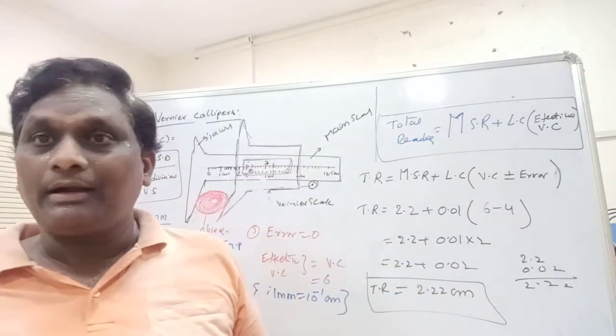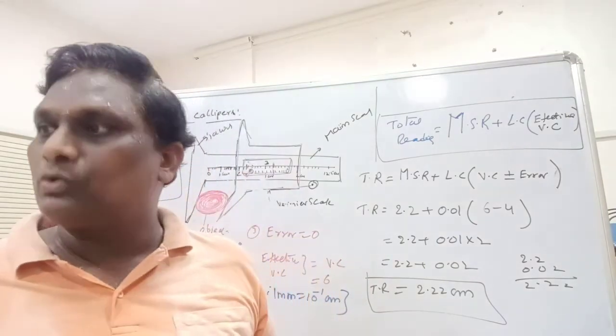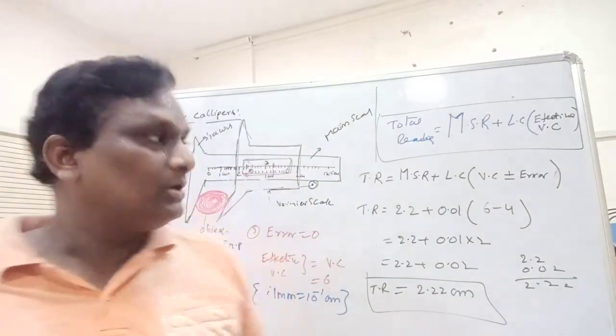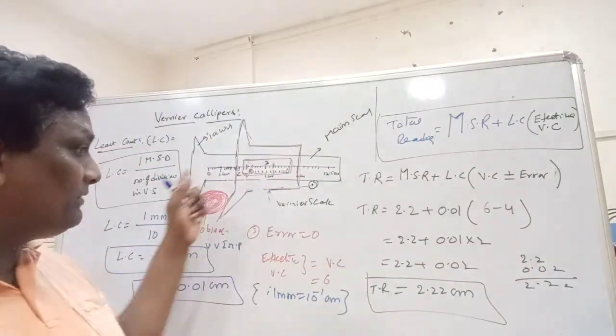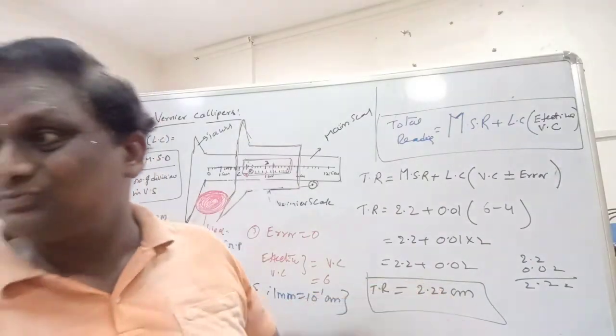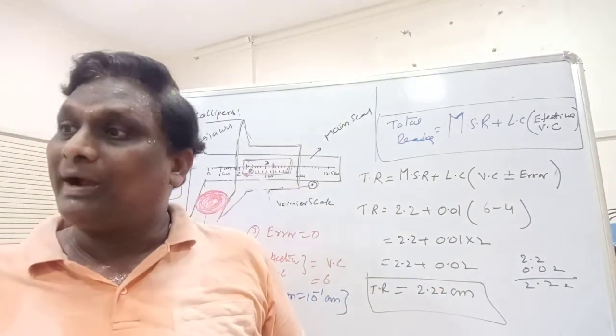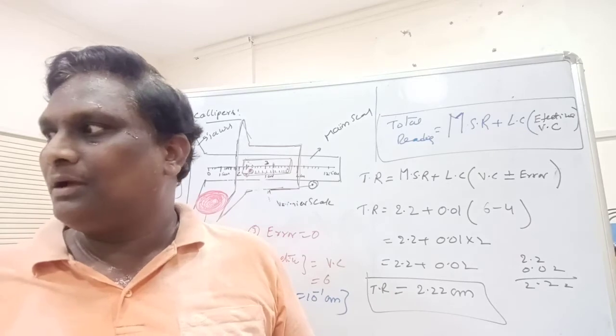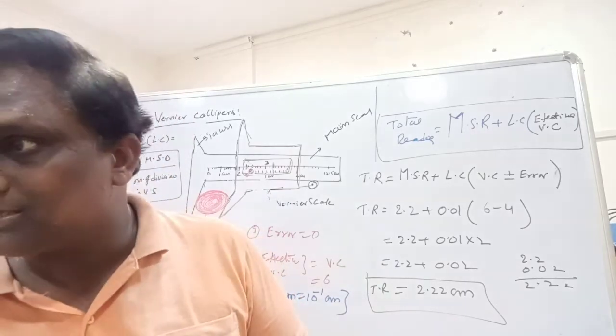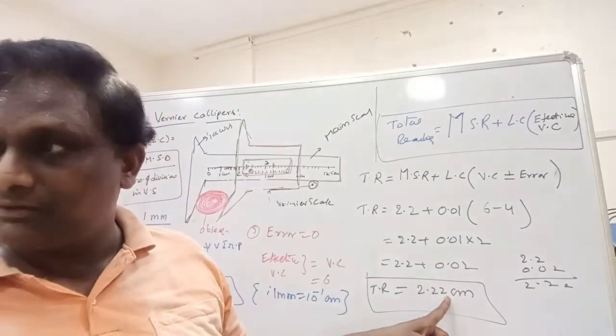Yes. With an ordinary scale, up to what decimal can you calculate? Up to 2.2. But using Vernier calipers, 2.22 accuracy, a more accurate value. Any doubt regarding this? So this division we are going to find out.